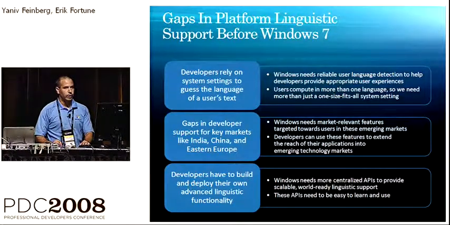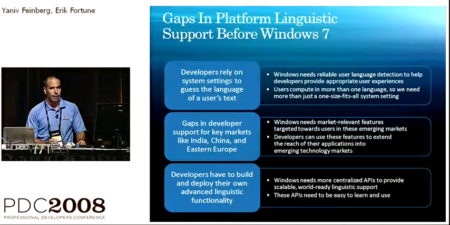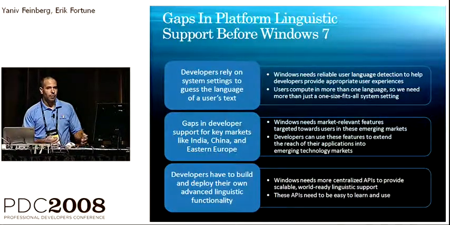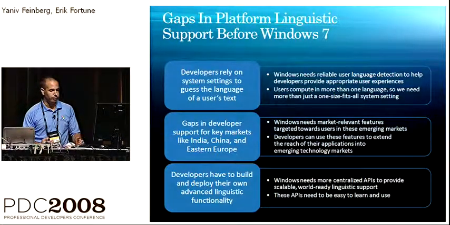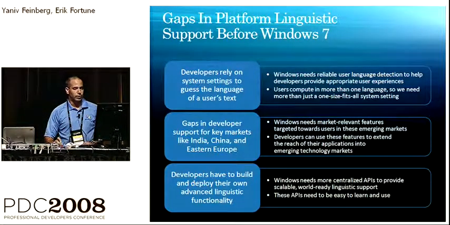The second gap that we identified is that more and more international markets are starting to use computers, especially the emerging markets like China, India, or the Eastern European countries. And having that, you probably want to tailor your application to those markets in order to penetrate them, and by that, increase your revenues. That's another thing that we tried to target.